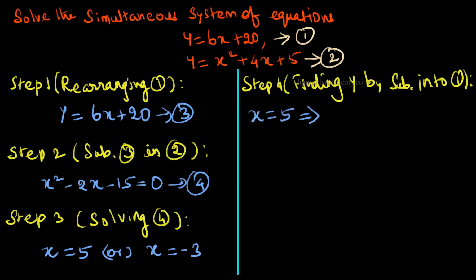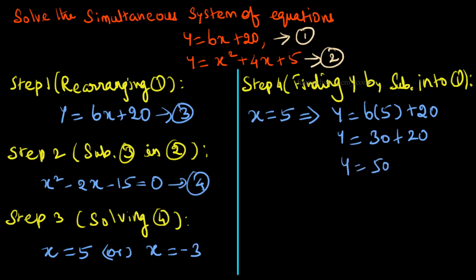When we substitute x is equal to 5 in the linear equation, y is equal to 6x plus 20, we get y is equal to 6 into 5 plus 20. We then get 6 into 5 is equal to 30 and so y will be equal to 30 plus 20, which is equal to 50.